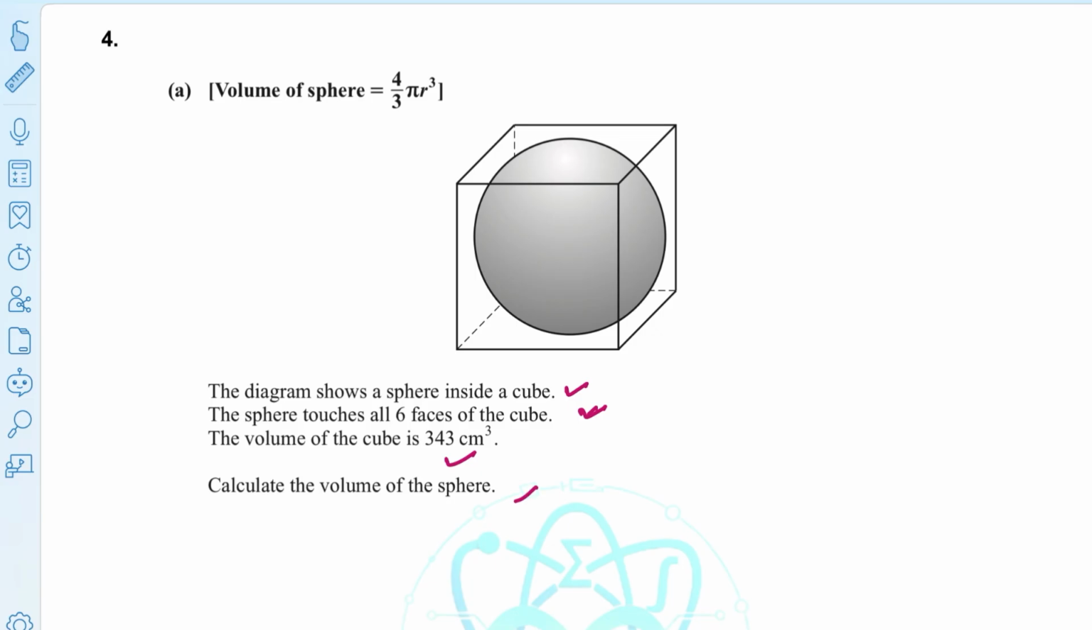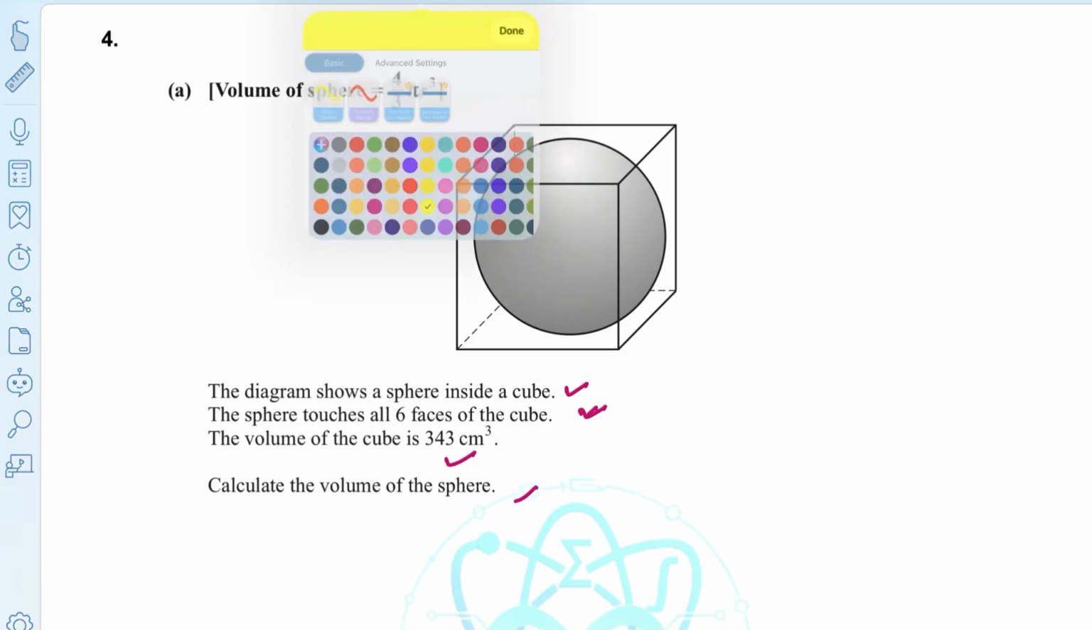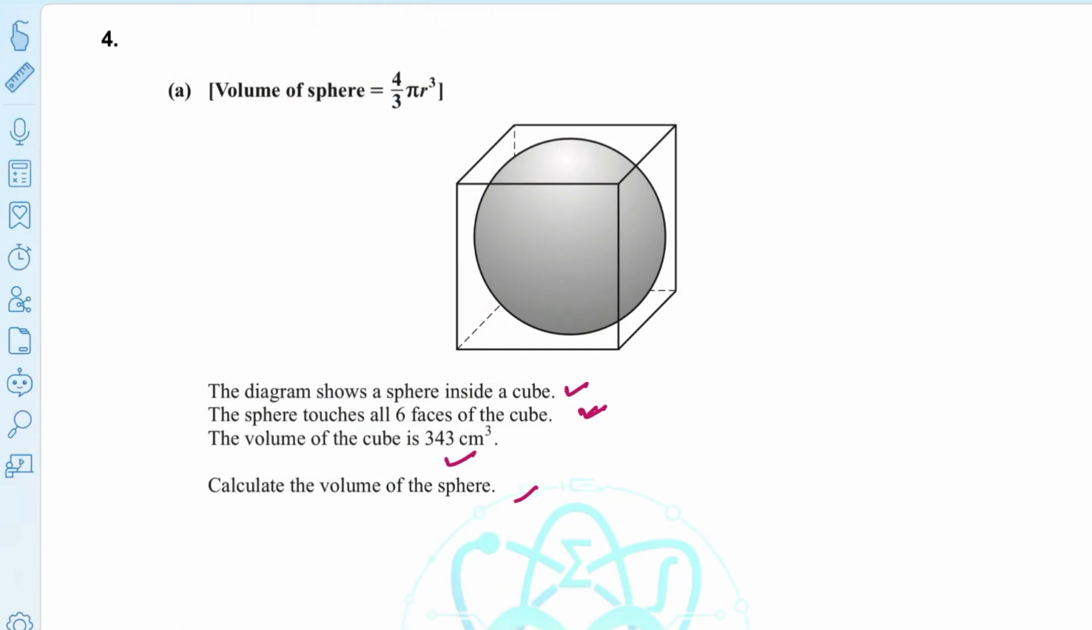How to find the volume? First of all, you should understand that this is the length of the cube, and as each face is touching, that means the diameter of the sphere will be exactly equal to the height of the cube. Do you understand, everyone? As all the faces are touched by the sphere, the diameter of the sphere is equal to the height of the cube.